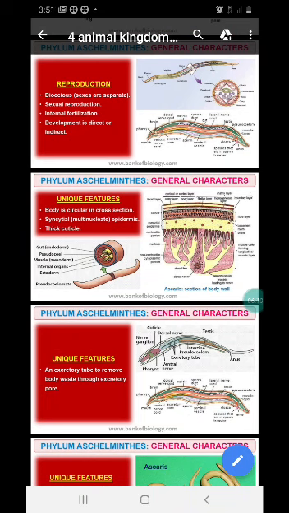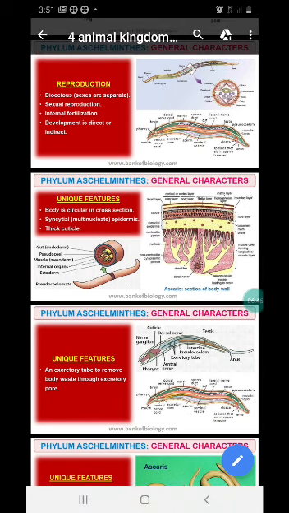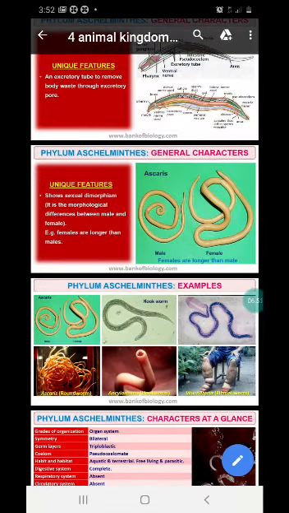As there are males and females, the reproduction is by sexual means. The fertilization is internal and development is direct or indirect. In some cases it may be direct development, that is the eggs will directly give rise to the young ones, or there may be a larval stage in between. And the unique feature, as I already told you, is that their body is circular or cylindrical in nature. The excretion is by an excretory pore.